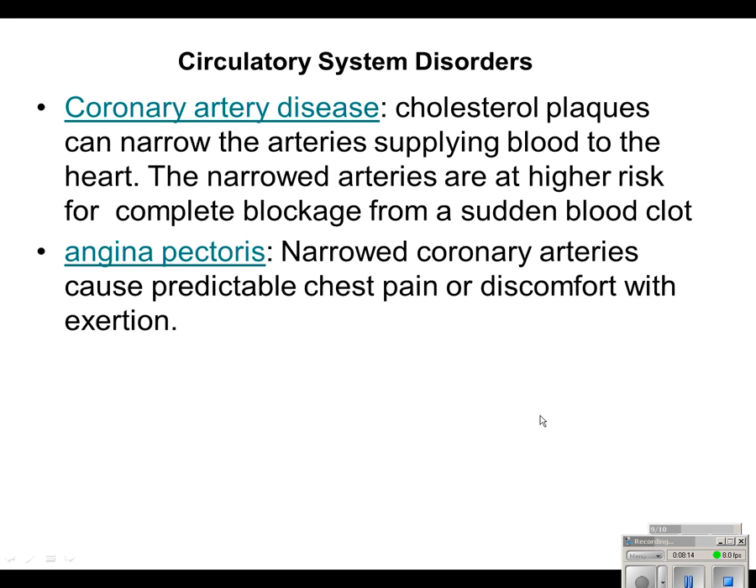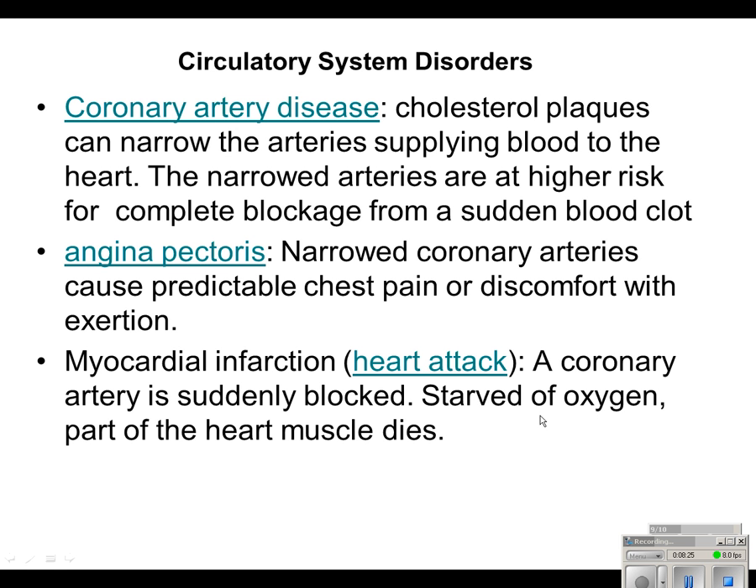Angina pectoris is when there's narrowed coronary arteries that cause chest pain or discomfort anytime the heart is pumping. A myocardial infarction, which is actually known as a heart attack, is when one of those coronary arteries is suddenly blocked, and because the heart is starved of oxygen because of that blockage, part of the heart muscle dies. So every time there's a heart attack, part of the muscle is actually dying.